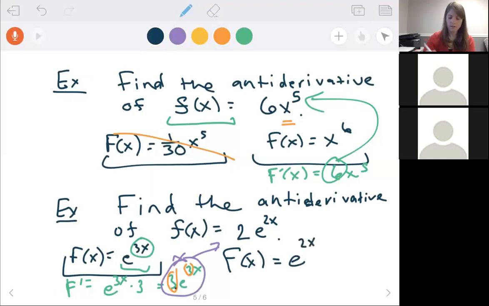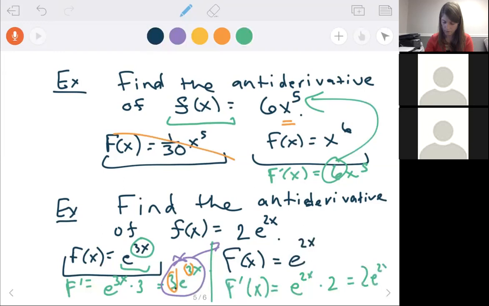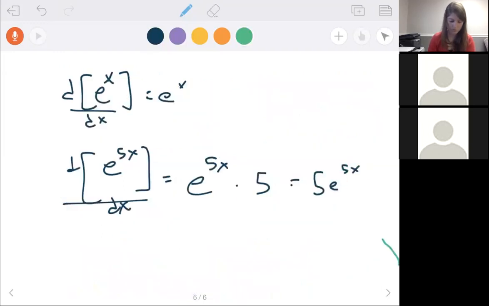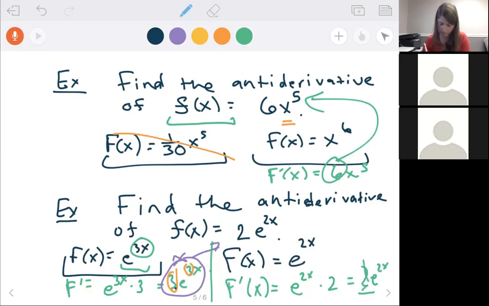So then if I differentiate, I get e to the 2x, so e to my power, and then chain rule says multiplied by the derivative of that inner, so times 2. So now when we compare, oops, sorry guys, that looks terrible now. That 2e to the 2x matches up with what our original function was.